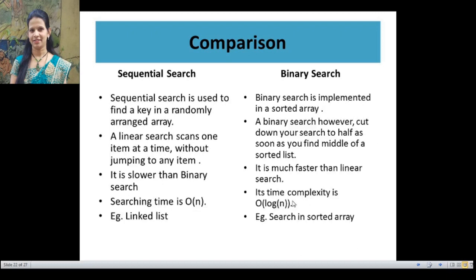In a binary search, its time complexity is O of log n. Okay, this is O of log 2 n, actually log 2 n. And in a sequential search, for example, we use the sequential search to search the element in a linked list. We use the binary search in a sorted array. Okay, here it requires time complexity O of log 2 n.